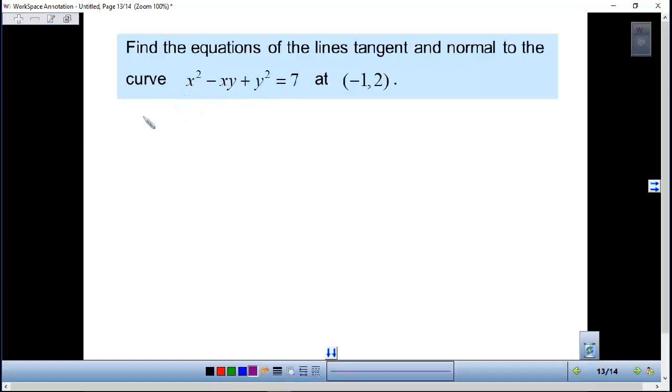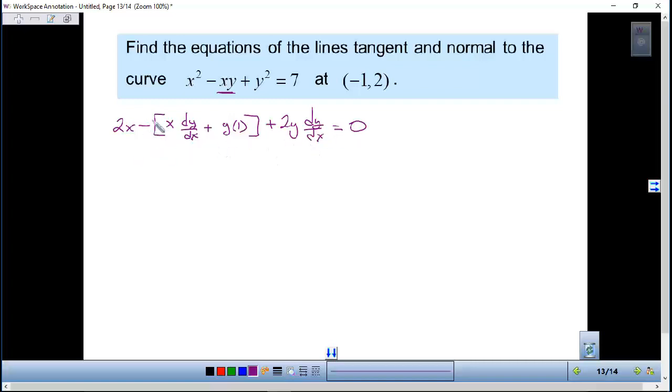So if we take the derivative of this implicitly, we're going to get 2x minus, and in here we're going to have to do the product rule again. So first times the derivative of the second plus the second times the derivative of the first, plus the derivative of y squared, which is going to be 2y dy/dx, and the derivative of 7, which is, of course, 0. So now we want to solve this and find what dy/dx is.